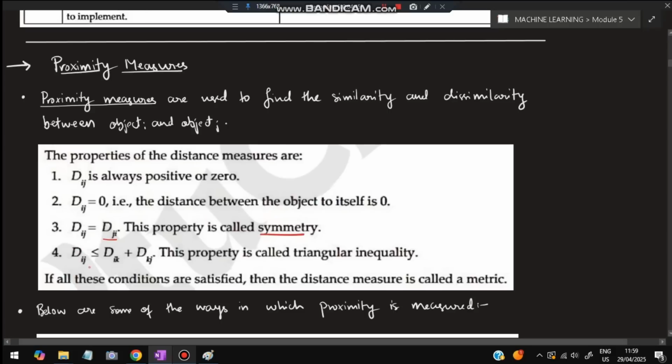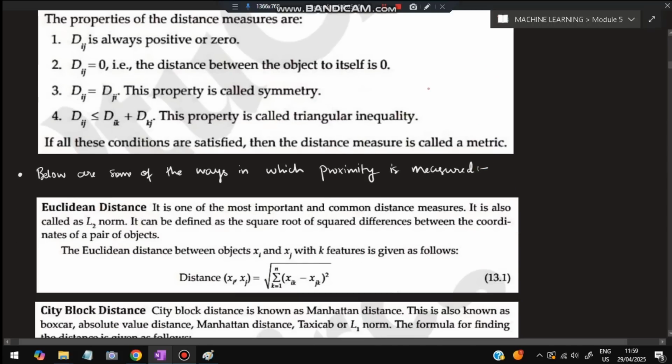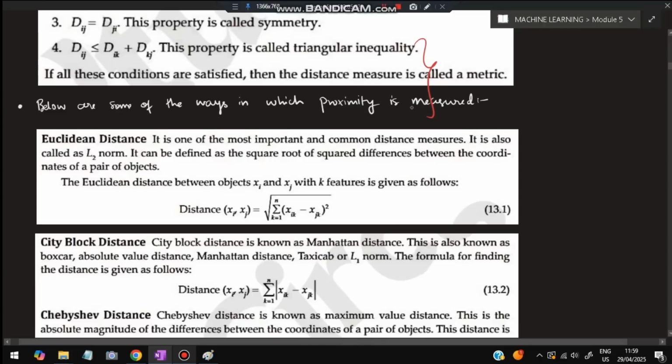And d(i,j) is always less than or equal to d(i,k) plus d(k,j). That means this is i, this is k, this is j, so this distance plus this distance is always greater than or equal to this distance, right? If these conditions are satisfied, then a distance measure is called a metric. Based on this criteria, we have a few types of proximity measures.